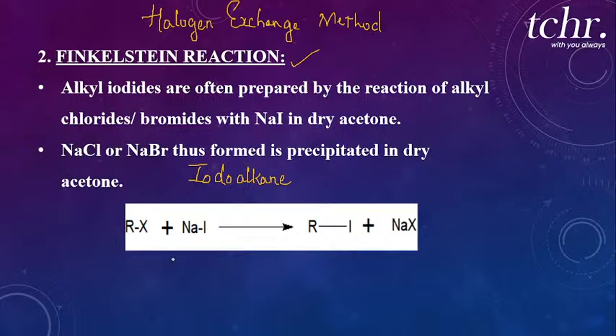Take any haloalkane, either a chloroalkane or a bromoalkane. I have a chloro or bromoalkane with me, but what I require is iodoalkane. So what I do, very simply, is treat this chloro or bromoalkane with sodium iodide, a well-known reagent, in the presence of dry acetone.